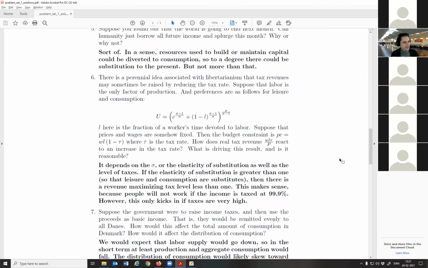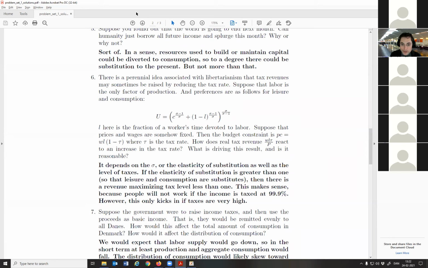The Laffer curve, the famous Laffer curve. Apparently, an economist named Art Laffer drew it on a napkin at a dinner with President Nixon in 1971. It has since been called the Laffer curve. But yeah, the idea is that I think we can just solve the problem.